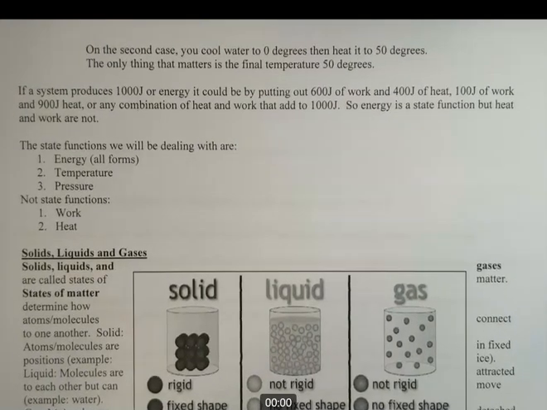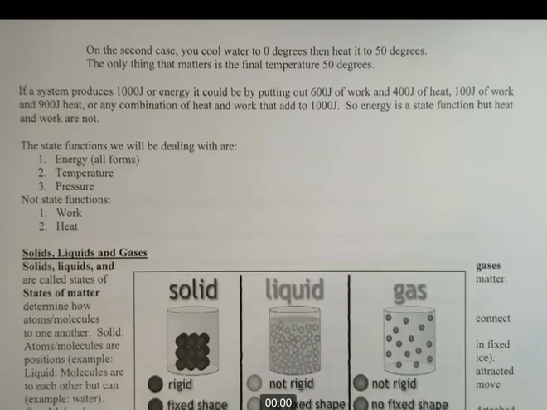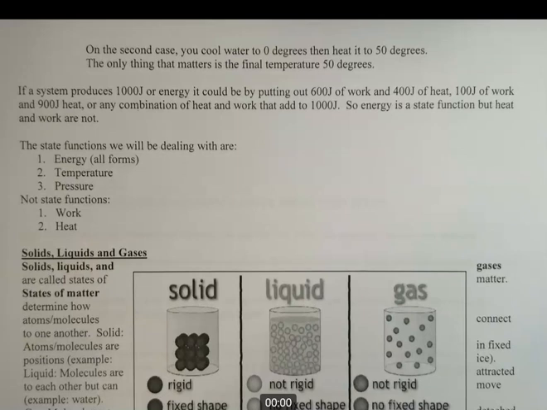Okay, if a system produces 1,000 joules of energy, it could be by putting out 600 joules of work and 400 joules of heat. It could be done by putting out 100 joules of work and 900 joules of heat, or any combination of heat and work that add to 1,000 joules. So energy is a state function, but heat and work are not state functions.